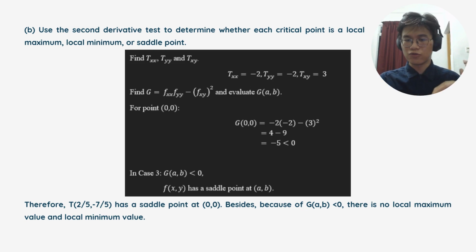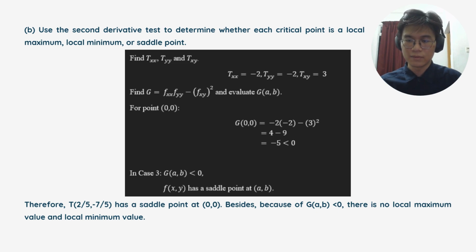To evaluate G, we assume the point is (2/5, -7/5). We know that G there is negative 5, which is smaller than 0. So we use the case three, which tells us that f has a saddle point. Therefore, (2/5, -7/5) is a saddle point. Besides, because G is smaller than 0, there is no local maximum value and no local minimum value.